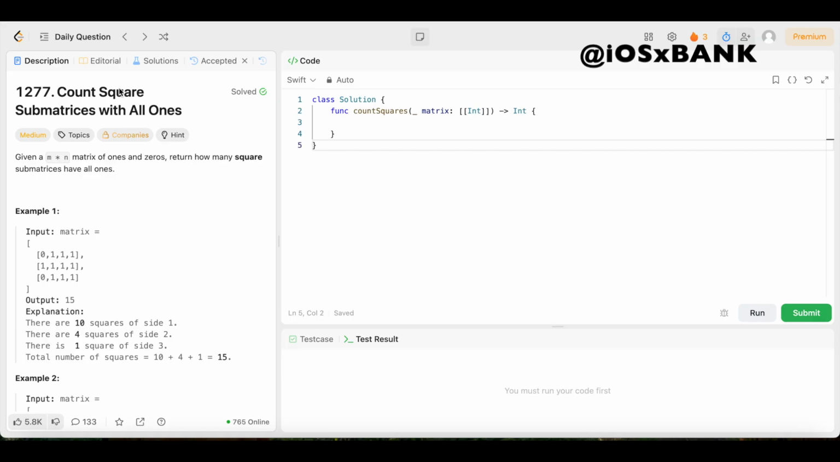And today we have question number 1277, count square submatrices with all ones. The difficulty level is medium, but don't worry because you already know we're going to keep the solution as simple and easy to understand as possible.